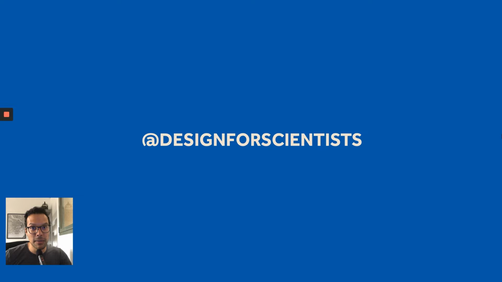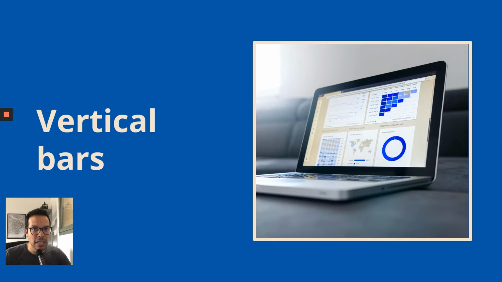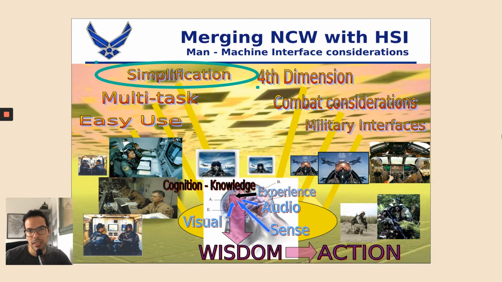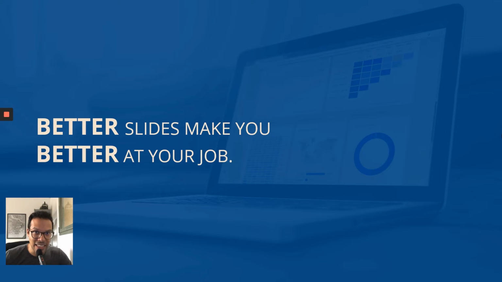Today we'll be talking about figures once again, but this time we'll be talking about vertical bars, aka columns. Why? The reason is the same as always. We don't want you creating slides like this one, or this one, or this one, or this one. Your message will just be much less impactful. Instead, we want you to know that better slides will make you better at your job. So let's jump into the content.